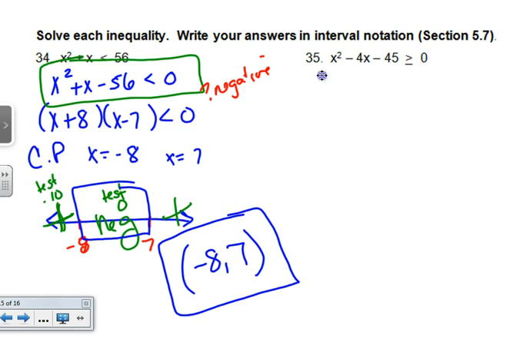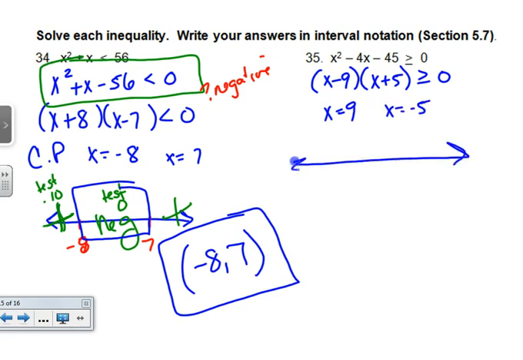We're going to do something very similar here on 35. It's already ready for us to factor, so x minus 9 times x plus 5. So my two critical points are x equals 9 and x equals negative 5. So on the number line, in number line order, so negative 5 first and then the 9 next. I'm going to test some values over here to the left of negative 5. So I'm going to test negative 6.